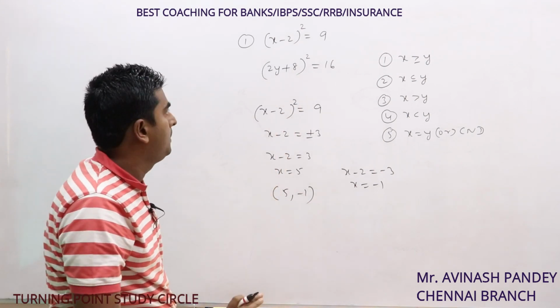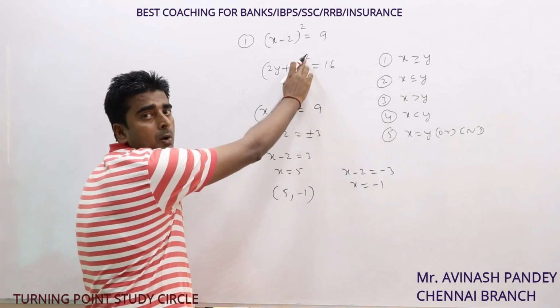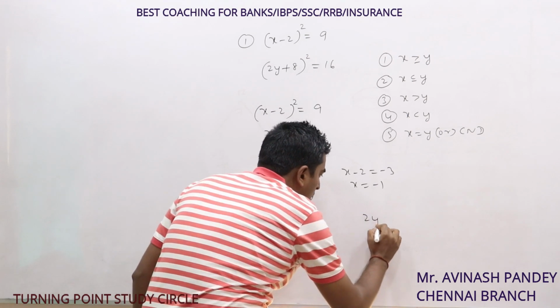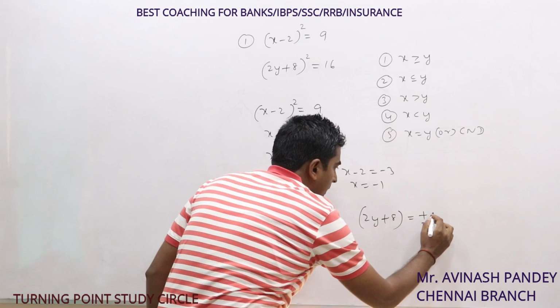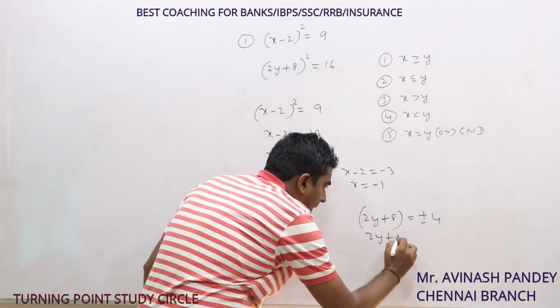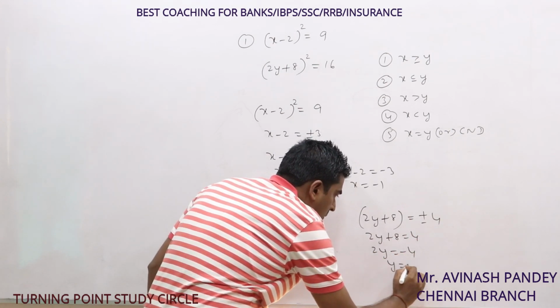Now come to the second equation. 2y plus 8 whole square is equal to 16. Again, when you see the power here, power is nothing but 2. So you will be getting 2 roots here. So I am writing here 2y plus 8 is equal to plus or minus 4. So same thing, plus or minus 4 is there. So 2y plus 8 is equal to 4. So 2y is equal to minus 4. Y is equal to minus 2.